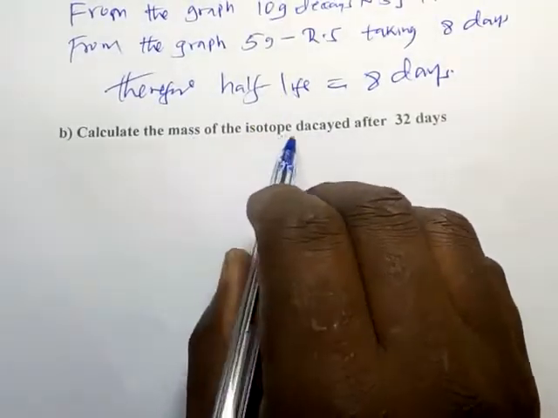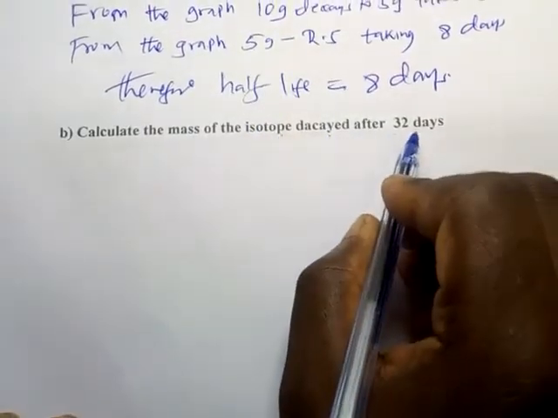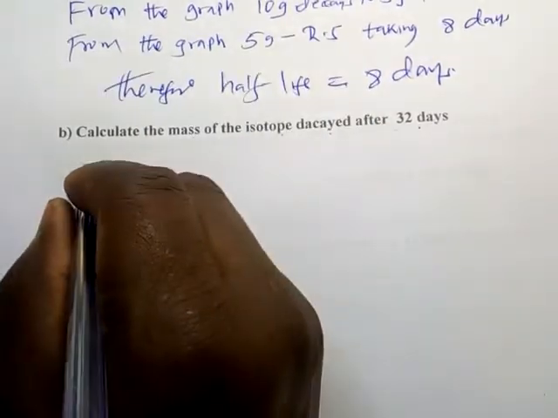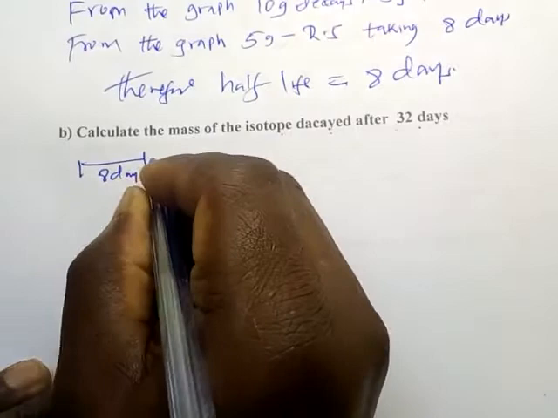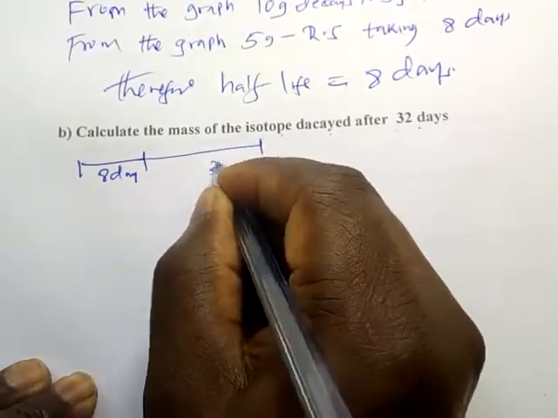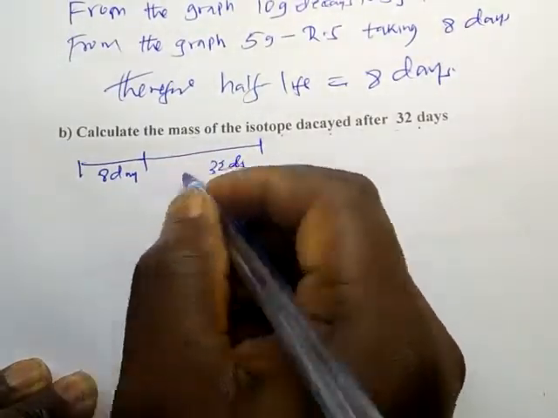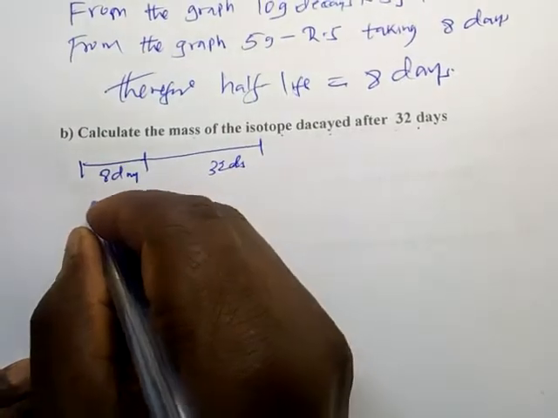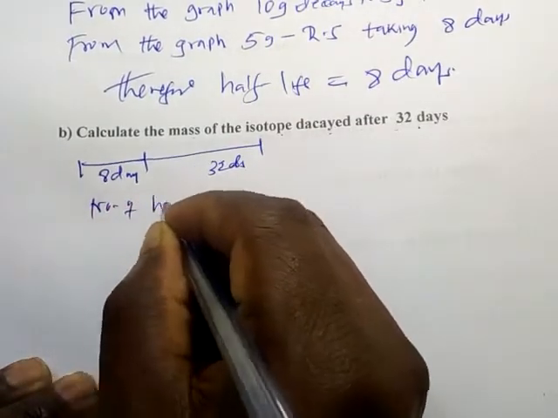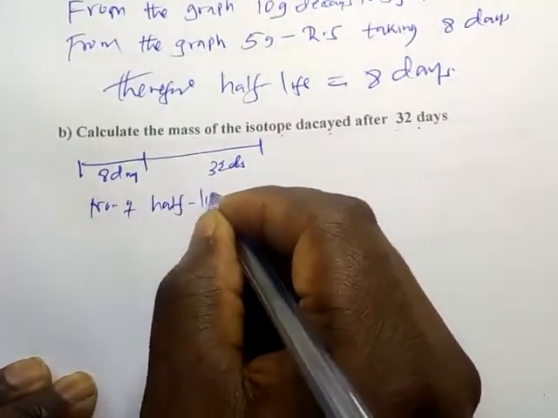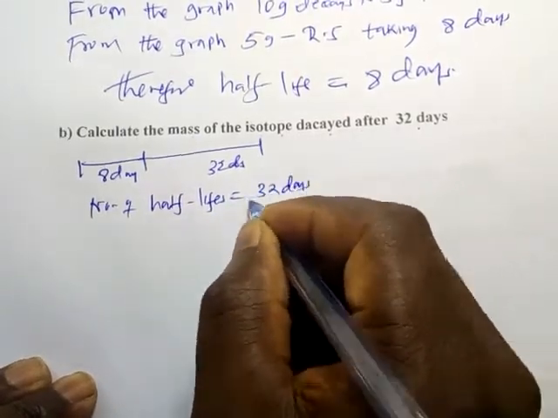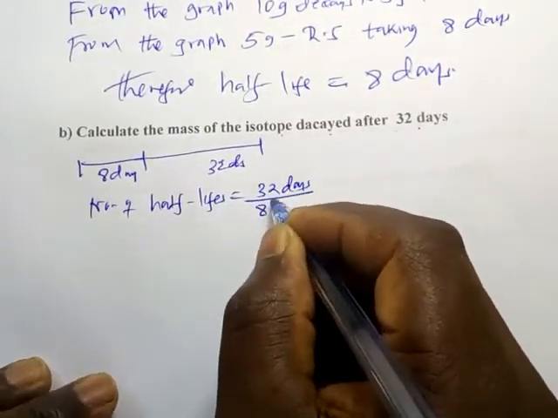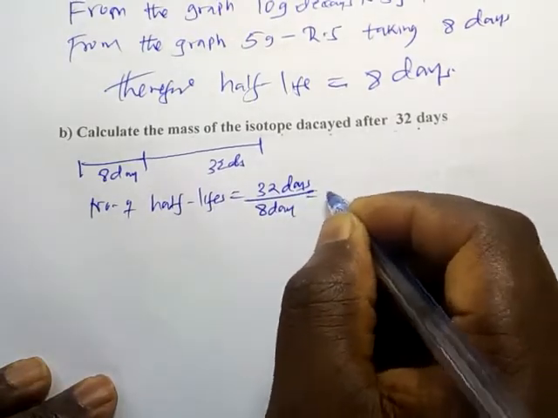Calculate the mass of isotope decayed after 32 days. So we have found that one half-life takes 8 days. But now we have up to 32 days. So we find how many half-lives are there. So number of half-lives equal to 32 days, the total, divided by 8, 1 half-life. That one gives us 4 half-lives.